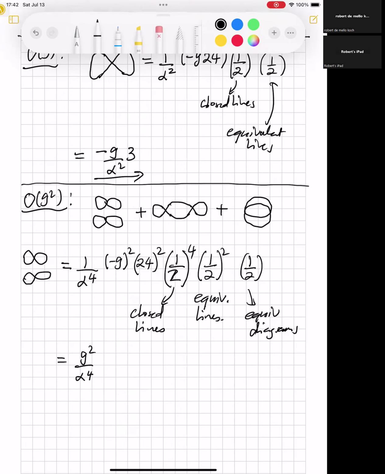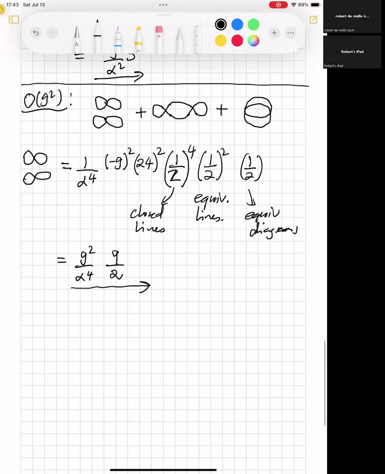And then take a look at this. These first 2 factors give us a 1/2 to the 6 or a 1/8 squared. The reason why that 1/8 squared is interesting is that 24 divided by 8 is 3. So we will have a 3 times 3, which is 9, and there's still 1 over 2 left over. So we get g squared over alpha to the 4 times 9 over 2. You can check that after you've multiplied them out, you get 9 over 2.